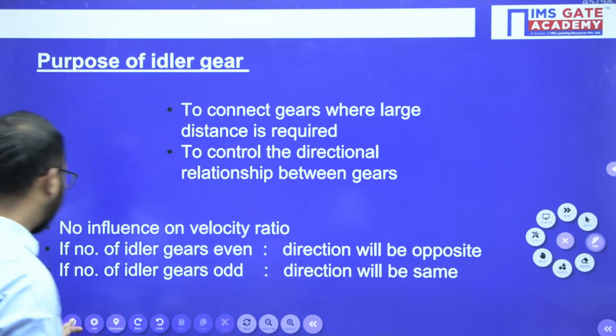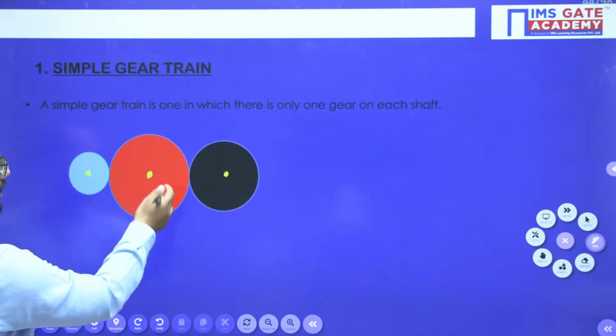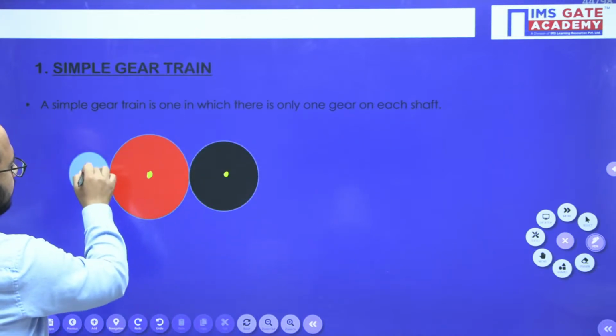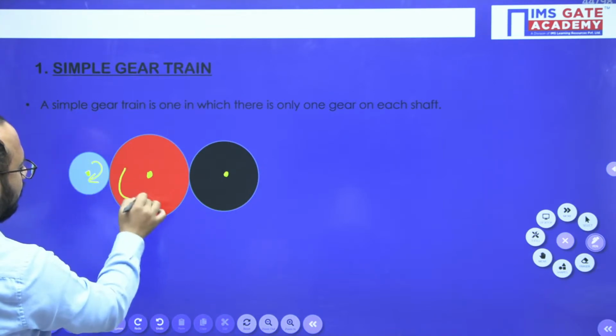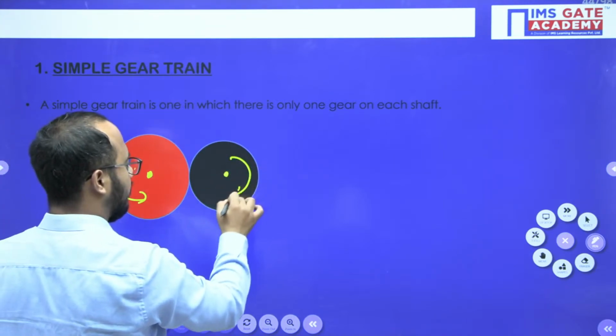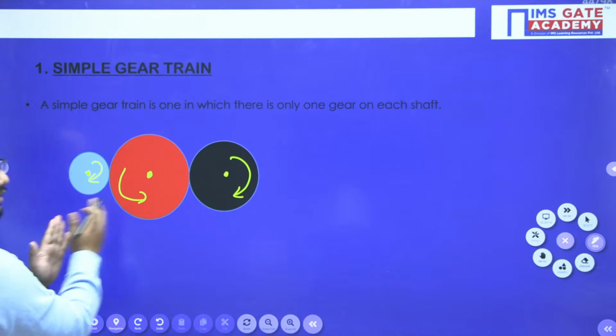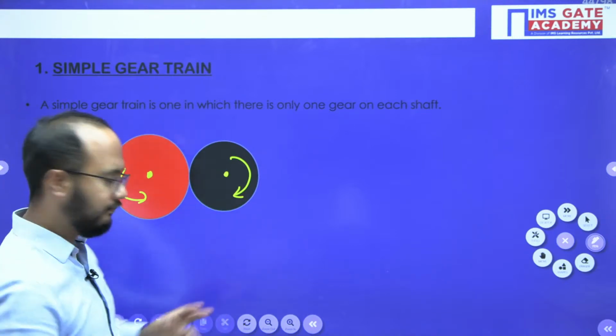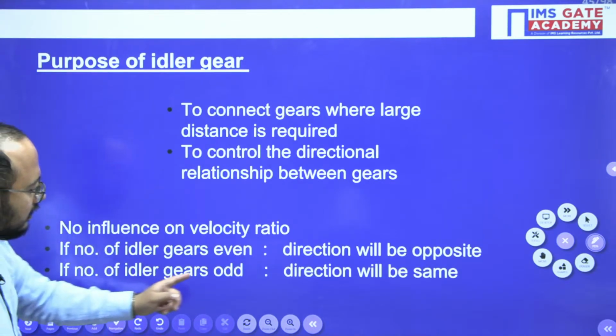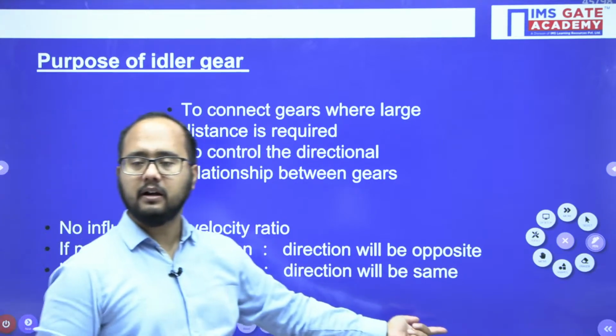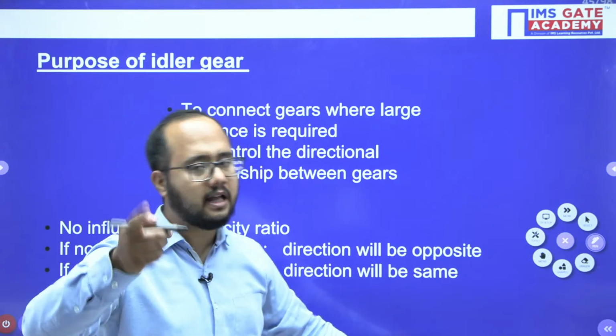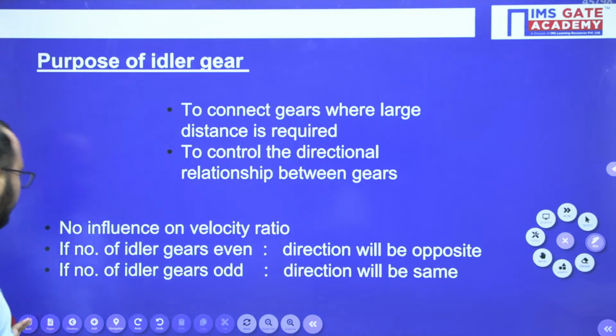See, in this case, 1 you can consider as odd here. Let's suppose it is clockwise, it will become anti-clockwise, but then it will again be clockwise. So the direction of input and output is what? Same. That is what is written here. Odd number of idler gears, direction same. Even number of idler gears, direction opposite. That point you should remember.